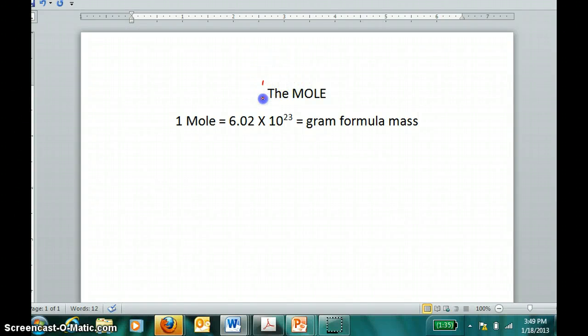So, the mole. The time has come. If you're a chemist, it is one of the most useful terms in the entire chemical vernacular. And it's a very simple concept, really.